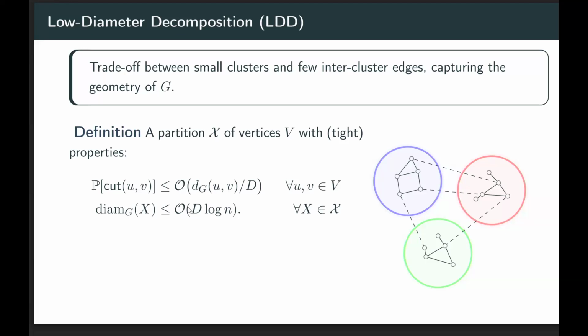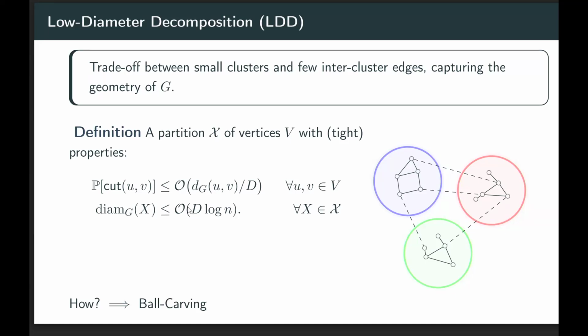Right, so you can get diameter D with cut probability log n times the distance. Yes, I'm just setting D to be like 1 over log n. Yeah.